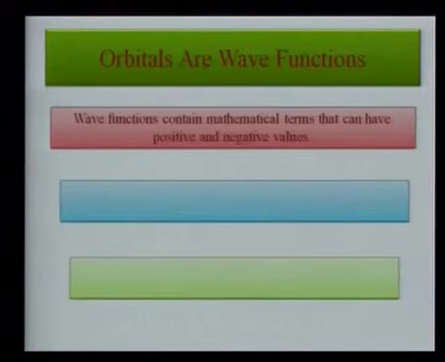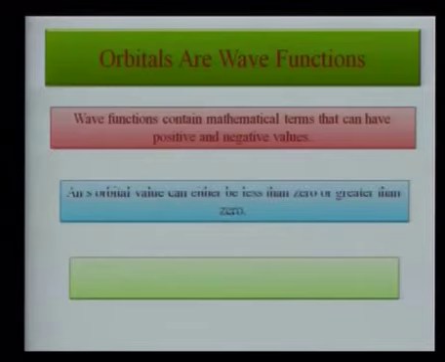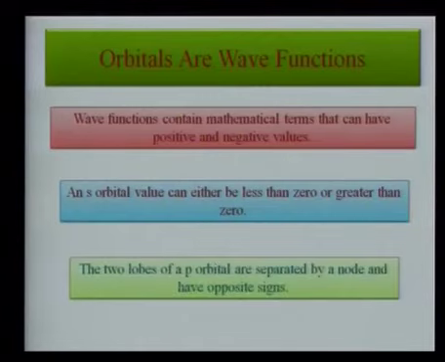Orbitals are wave functions. Wave functions contain mathematical terms that can have positive and negative values. An s orbital value can either be less than 0 or greater than 0. The 2 lobes of p orbitals are separated by a node and have opposite sign. Here I will tell you one thing: most of the students or teachers get confused when they see negative or positive signs, and they consider there should be repulsion. But that is not repulsion, that is the sign of wave functions. So a molecular orbital will form only when the sign of wave functions is the same, plus plus or minus minus. It does not mean repulsion will take place.